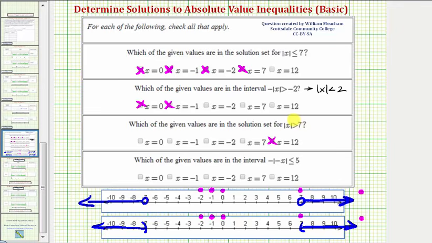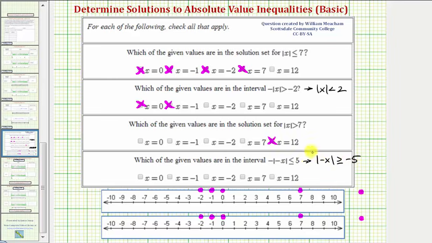And this last one's a little tricky. Which of the given values are in the interval negative absolute value of negative x less than or equal to 5? The first thing we should do, though, is solve for the absolute value. So again, we're going to multiply or divide both sides by negative 1, which requires us to reverse the inequality. So we'd have the absolute value of negative x is greater than or equal to negative 5.